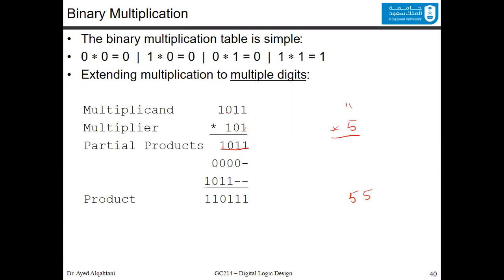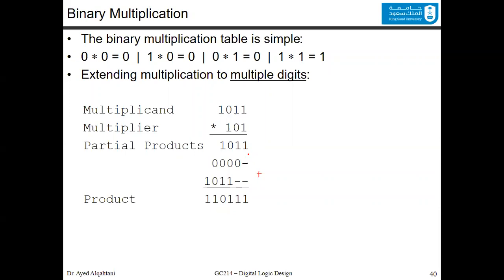0 times the multiplicand is zeros. 1, and then you do the shift, another shift. 1 times the multiplicand, you copy the multiplicand. After you reach this part here, you know that you do the addition to the partial product.